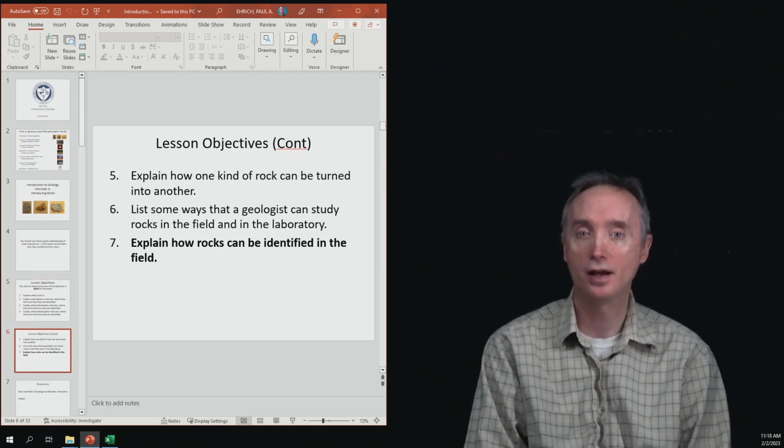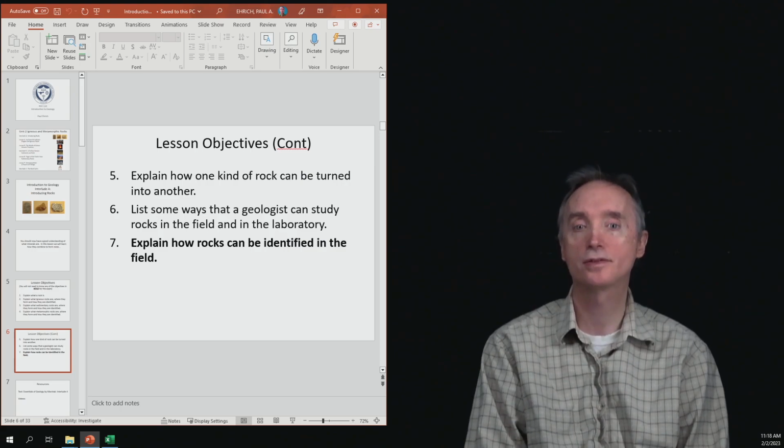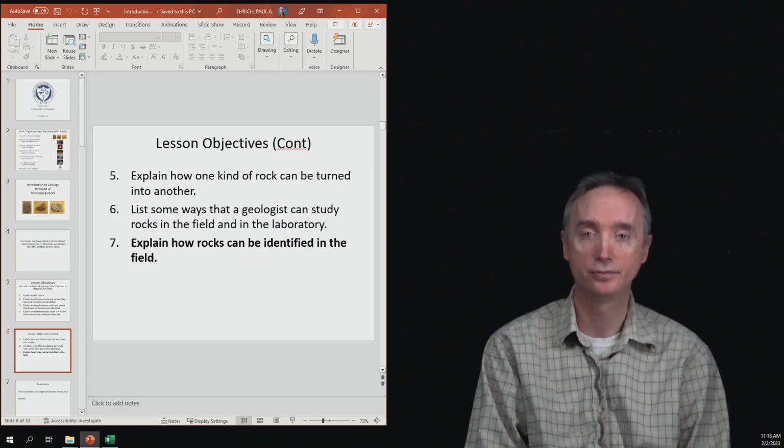Explain how one kind of rock, whether it be igneous, metamorphic, or sedimentary, can be turned into another kind of rock. List some ways that a geologist can study rocks in the field and in the laboratory. Explain how rocks can be identified in the field.